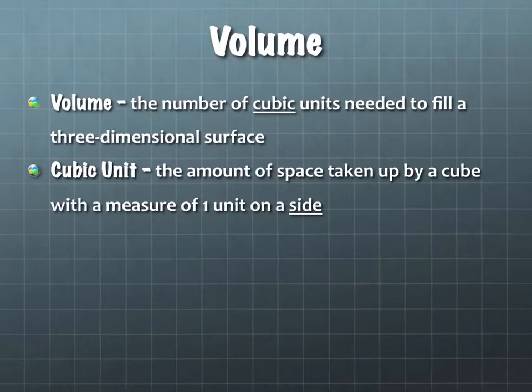Volume is the number of cubic units needed to fill a three-dimensional surface. A cubic unit is the amount of space taken up by a cube with measure of 1 unit on a side. So it's a 1 by 1 by 1 cube. So you can imagine something like this, and all the side lengths are 1.